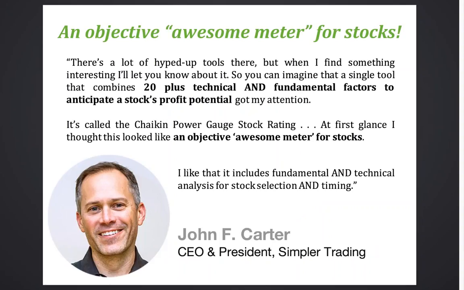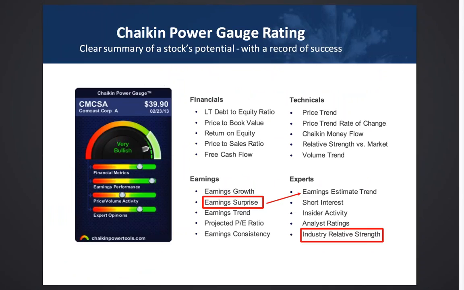But John Carter said, this is an objective, awesome meter for stocks. There are a lot of hyped up tools there, but when I find something interesting, I'll let you know about it. So you can imagine that a single tool that combines 20 plus technical and fundamental factors to anticipate a stock's potential got my attention. It's called the Chaikin Power Gauge Rating, and at first glance I thought this looked like an objective awesome meter for stocks. So what are those 20 factors that got John so excited?